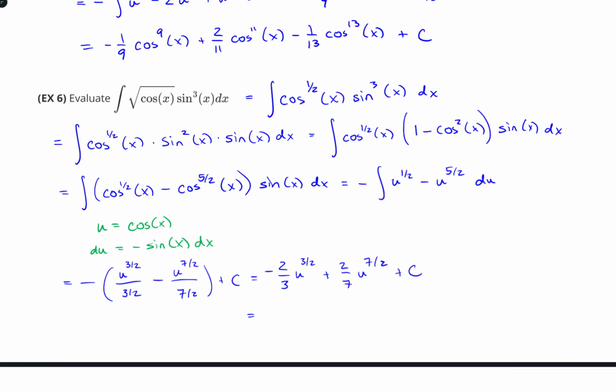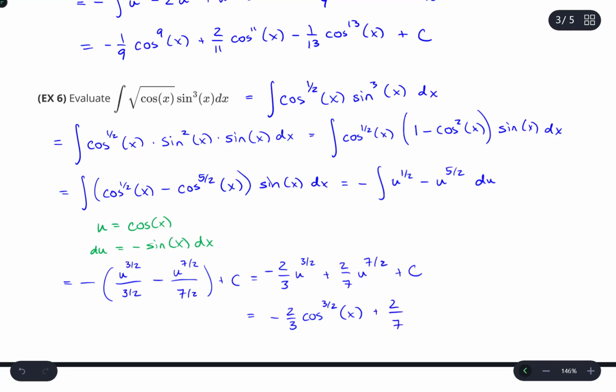negative 2/3 cosine to the 3/2 of x plus 2/7 cosine to the 7/2 of x plus c. And then I'm all finished.